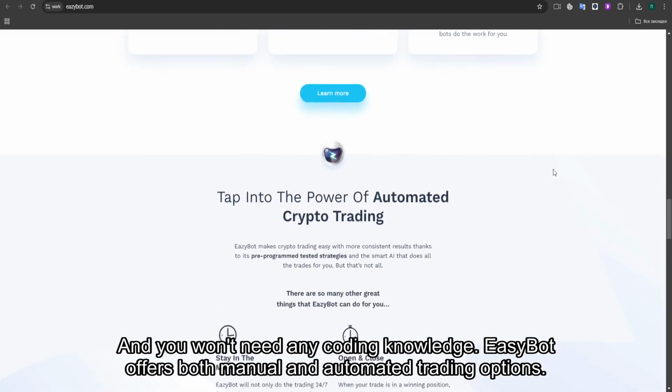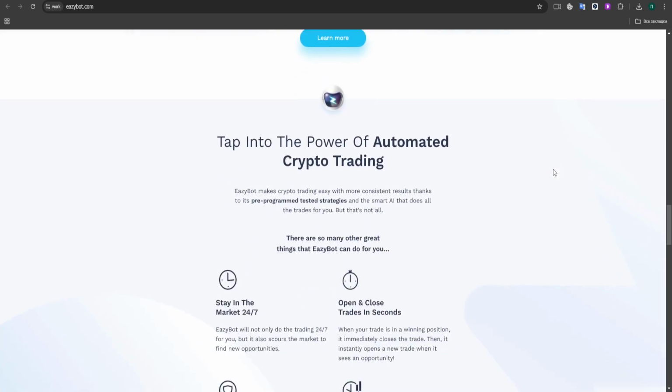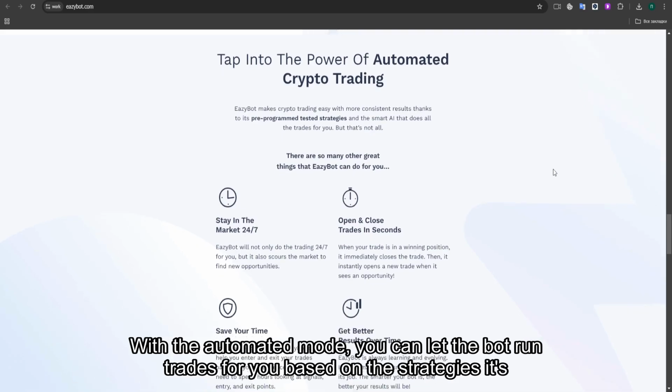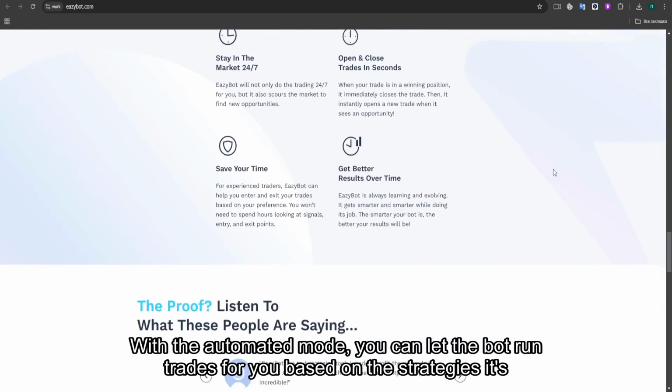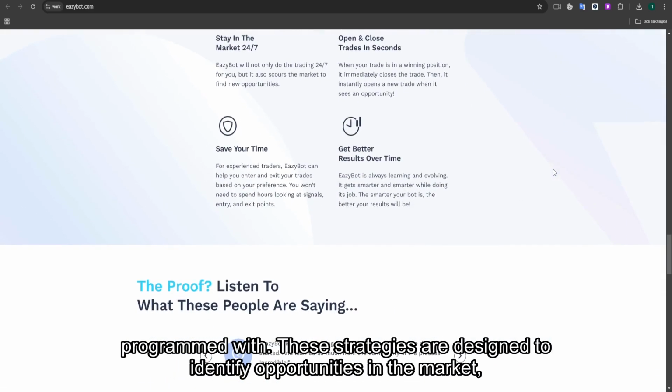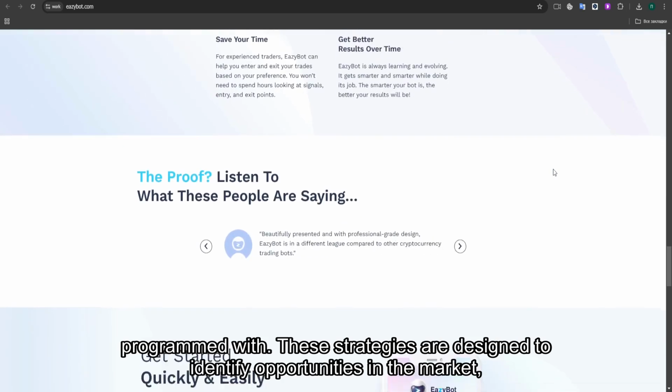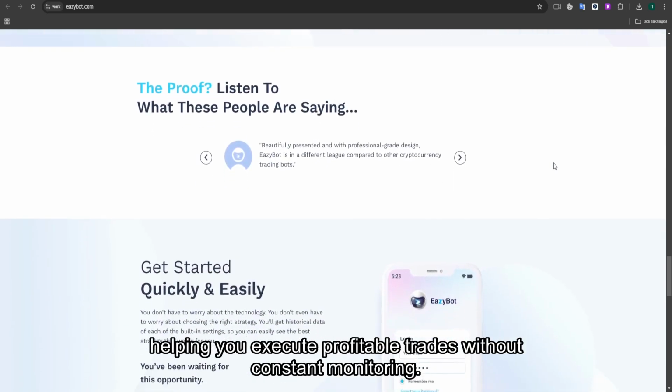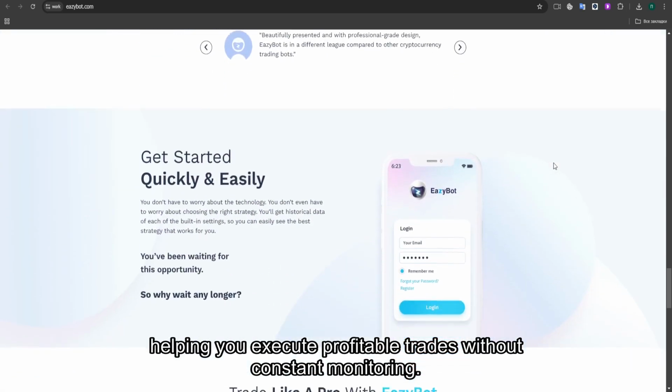EazyBot offers both manual and automated trading options. With the automated mode, you can let the bot run trades for you based on the strategies it's programmed with. These strategies are designed to identify opportunities in the market, helping you execute profitable trades without constant monitoring.